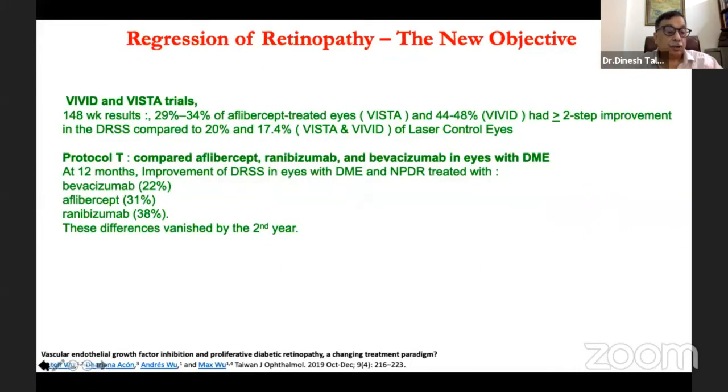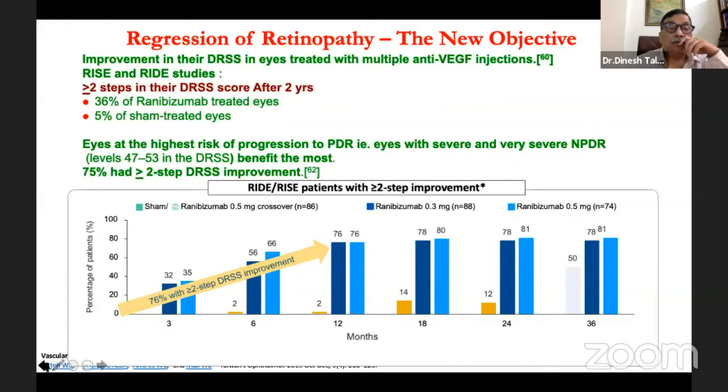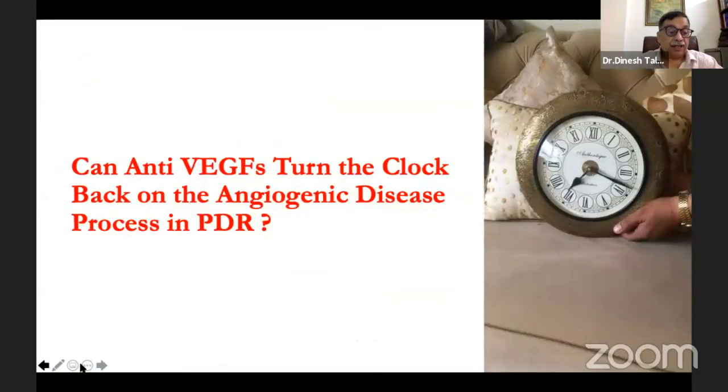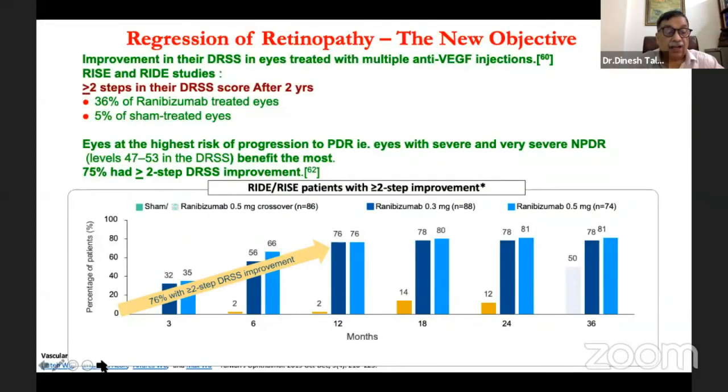So when you review the RISE and RIDE study, it was found that a 2-step change in the DRSS score at 2 years was there in 36% of ranibizumab-treated eyes. And this was best in the eyes at the highest risk of progression to PDR, that is severe and very severe NPDR. This change was maximum. So it seems that maybe we can do something.